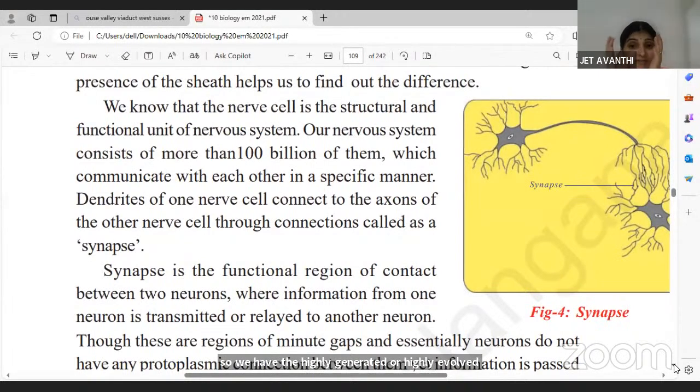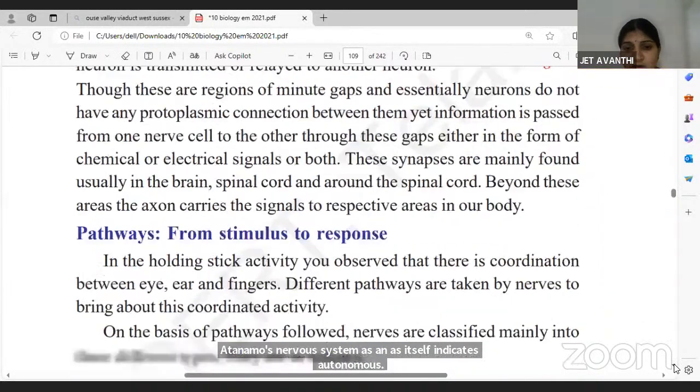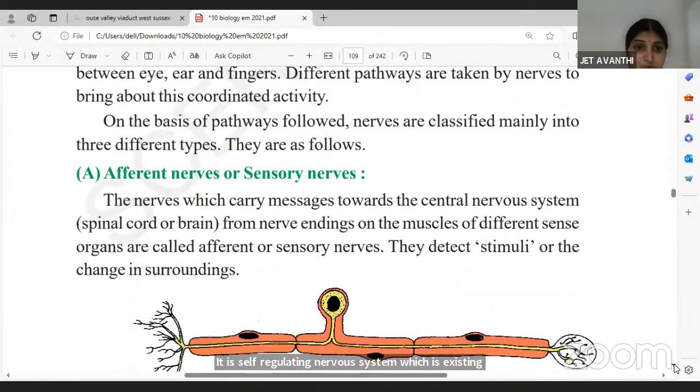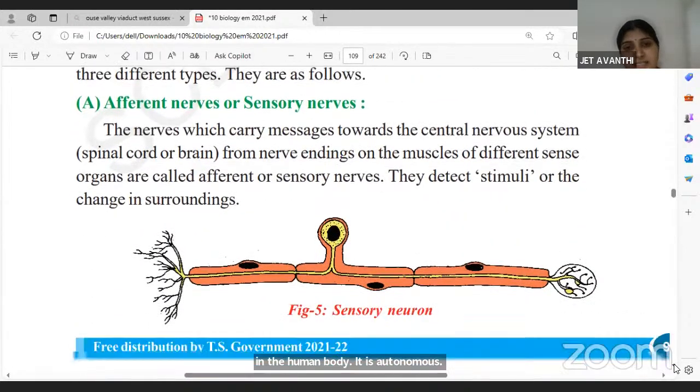Actually, the complete nervous system is divided into central, peripheral, and autonomous nervous system. The central nervous system has the brain and the spinal cord, and the peripheral nervous system includes a group of nerve cells which emerge from the spine as well as the brain. And the autonomous nervous system, as the name itself indicates, autonomous, is a self-regulating nervous system existing in the human body.